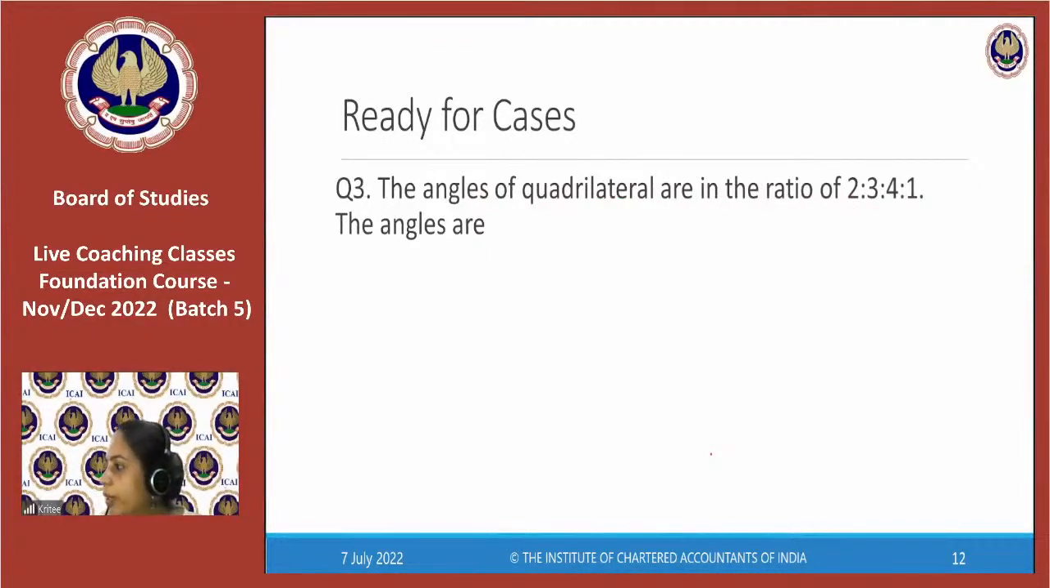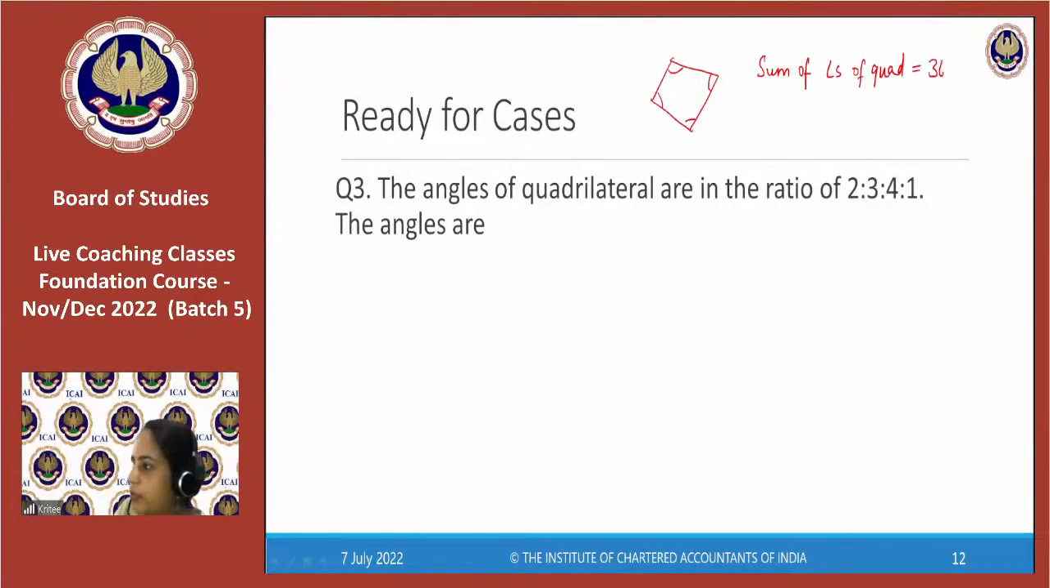So we are working quite quick and fast. All right. So the angles of a quadrilateral are in the ratio 2:3:4:1. What are the angles? So if you know, a quadrilateral has 4 sides, and one of the properties of the quadrilateral that we have studied in our earlier classes is that the sum of all the 4 angles of a quadrilateral is equal to 360 degrees, right?